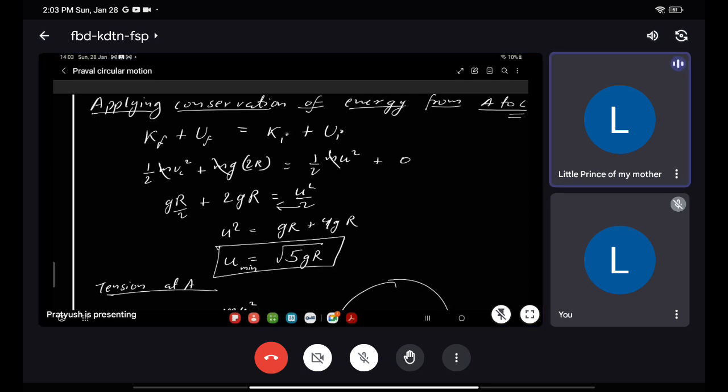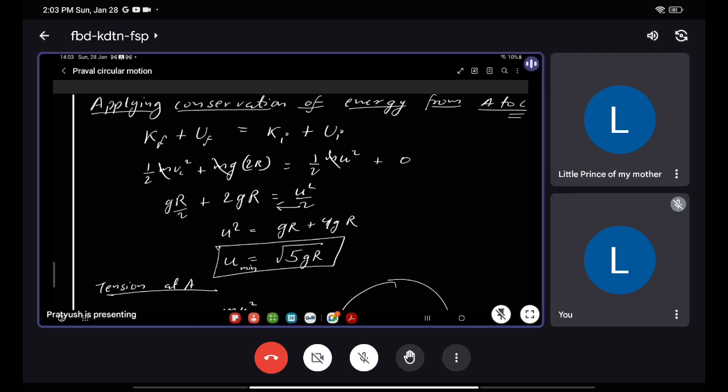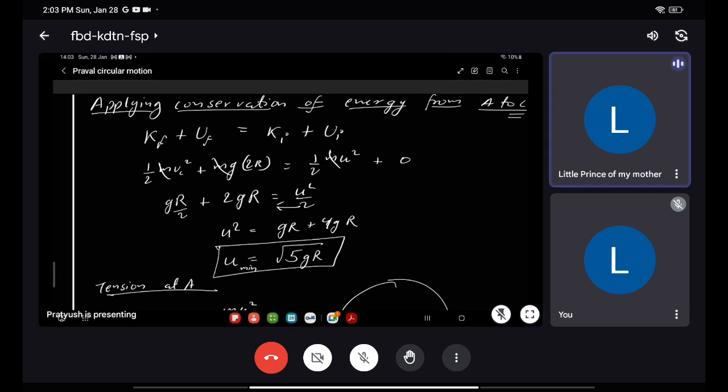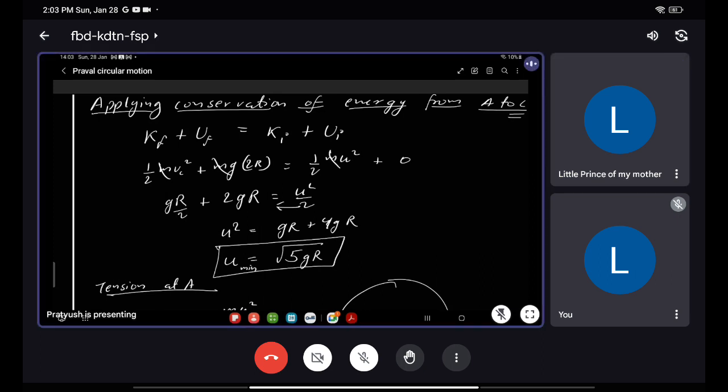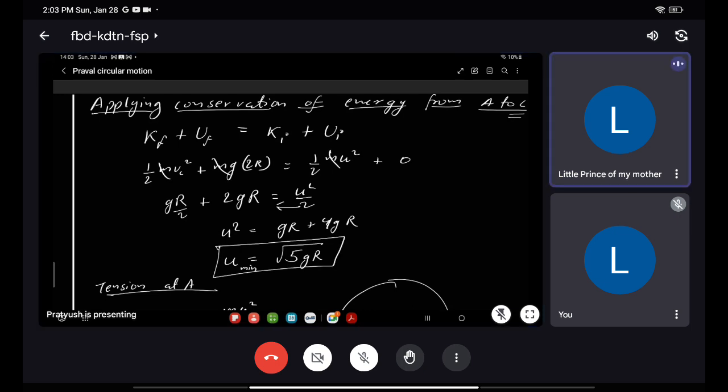Sir, why are we taking the initial potential energy as 0? Means that level we are taking as the origin, sir. Yes, we are taking that level as origin, not the ground level. That is the reason why we are taking initial potential at 0, sir. Yes, this is the reason.